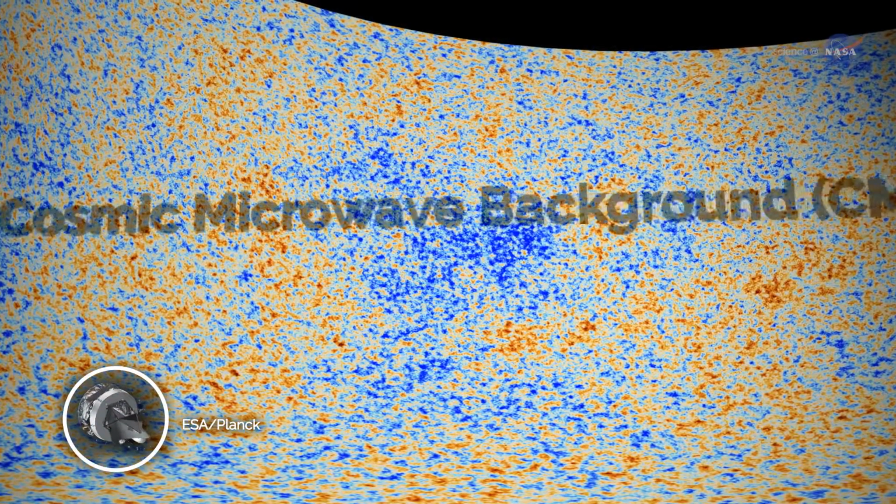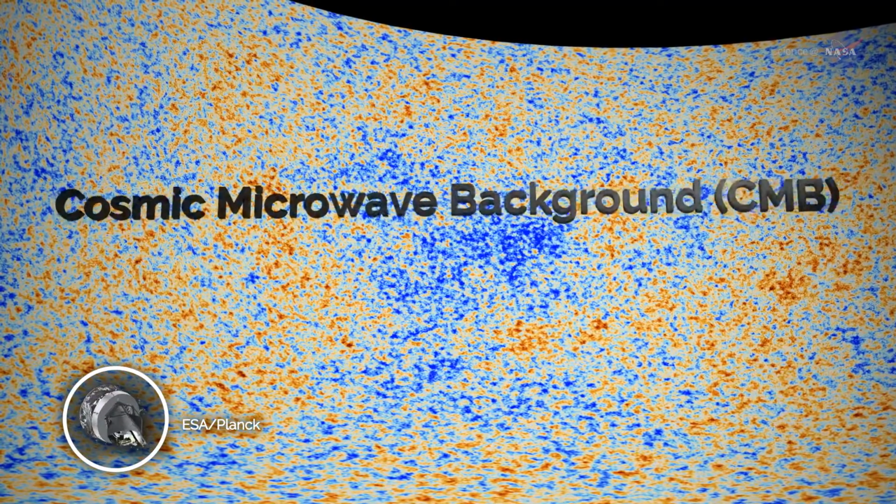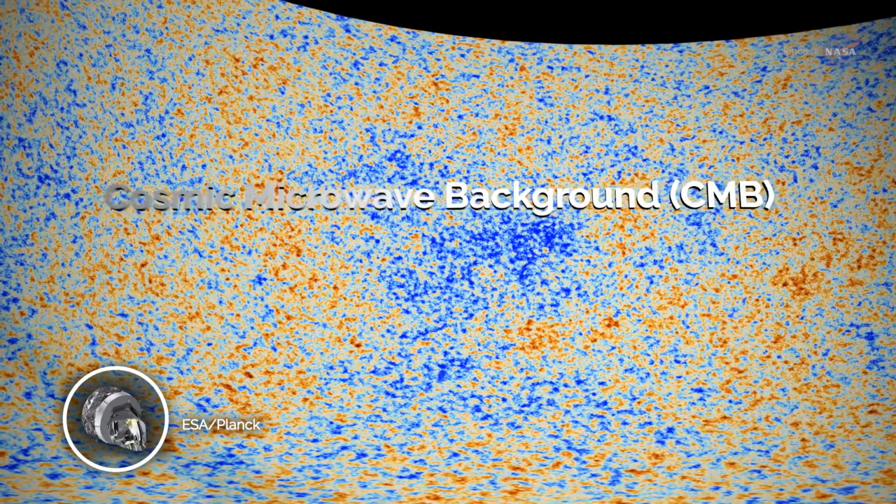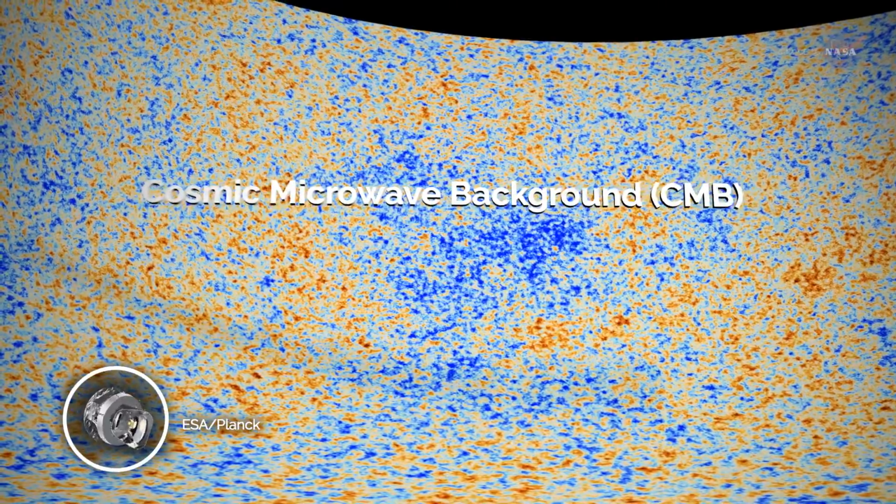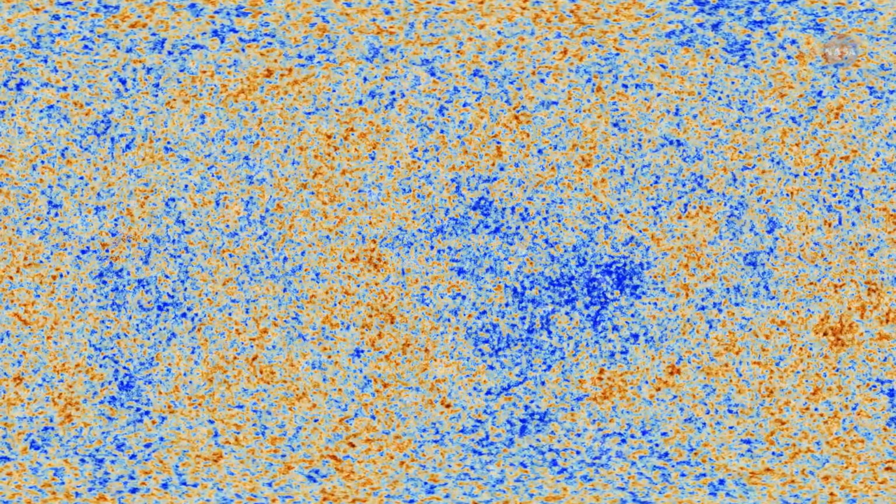The other H0 measurement technique looks at the cosmic microwave background, or CMB, the afterglow from the Big Bang itself. The early universe was hot and dense. Light couldn't travel freely through space. As the universe cooled, the photons were released. This radiation left an imprint, providing insights into the composition of the universe at that time.